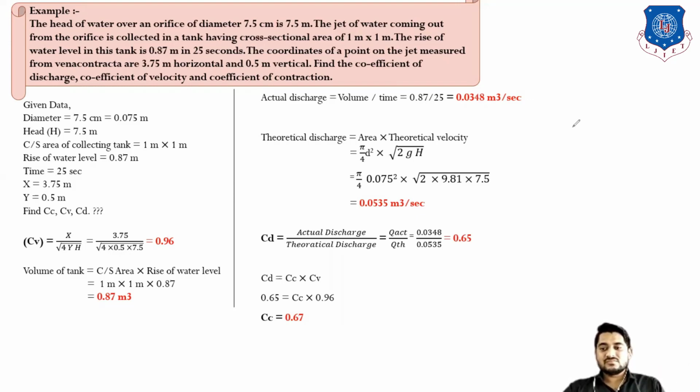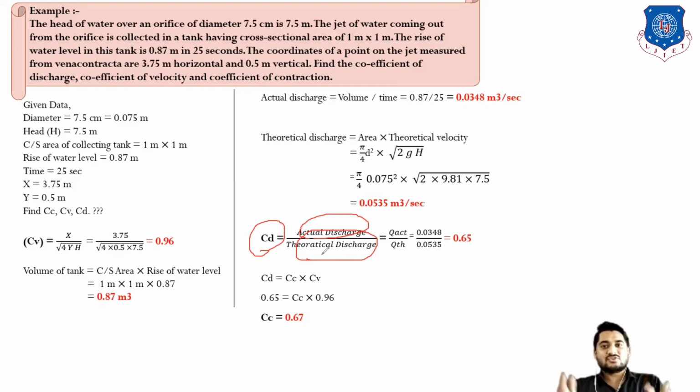Now we have to find CD and CC. So analyse the data. You do not have any area regarding the main pipe or the vena contracta, so you cannot find CC at first. So you have to concentrate on CD. What do you mean by CD? CD is equal to actual discharge divided by theoretical discharge. So how can we measure the actual discharge? We have to measure the actual discharge by the practical setup.